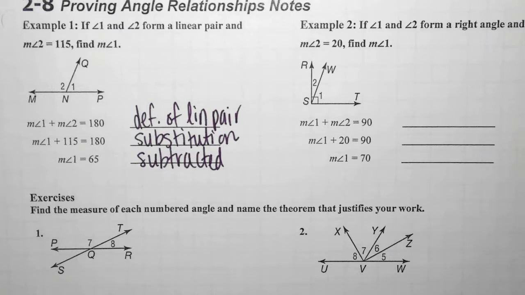Now, can anybody tell me why angle 1 and angle 2 are linear pairs?